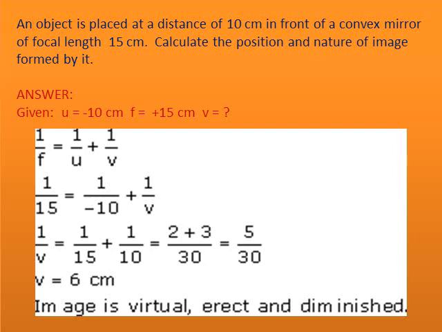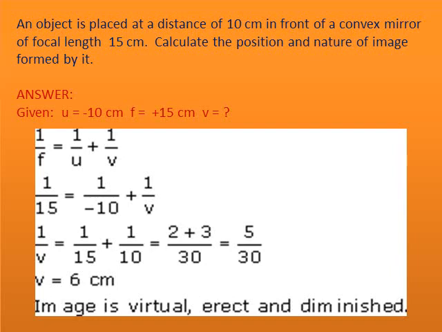Here is the next mistake you will make. You will get 1 by V is equal to 1 by 6, and the next step you will write V equal to 1 by 6 centimeter. 1 by 6 is wrong. 1 by V is equal to 1 by 6, therefore V should be 6 centimeters. So we found the value of V, that is the image distance.